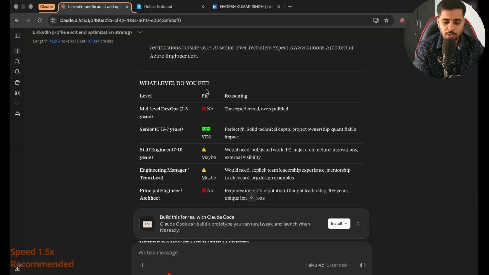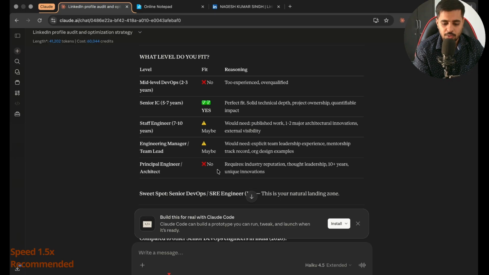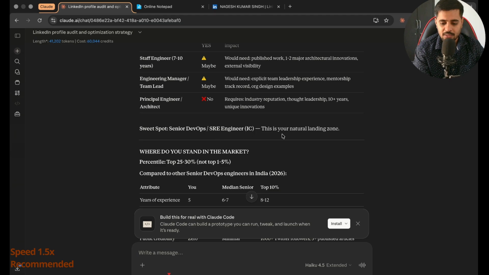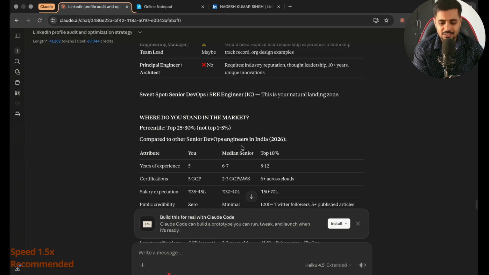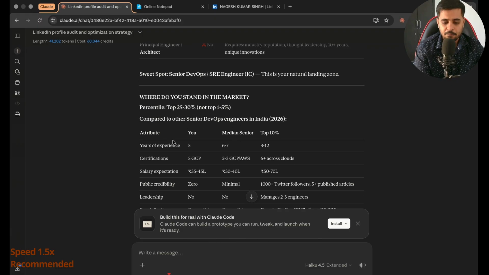Okay, what level do you fit? Mid level, no. Senior. So I am fitting into a senior role, which I am right now. Okay, great. Sweet spot, senior DevOps SRE engineer. This is your natural landing zone. Great. Where do you stand in the market? Percentile, top 25 to 30%, not top 1 to 5%. Okay, so I need to optimize this whole LinkedIn to be at least in the top 10%. Great.